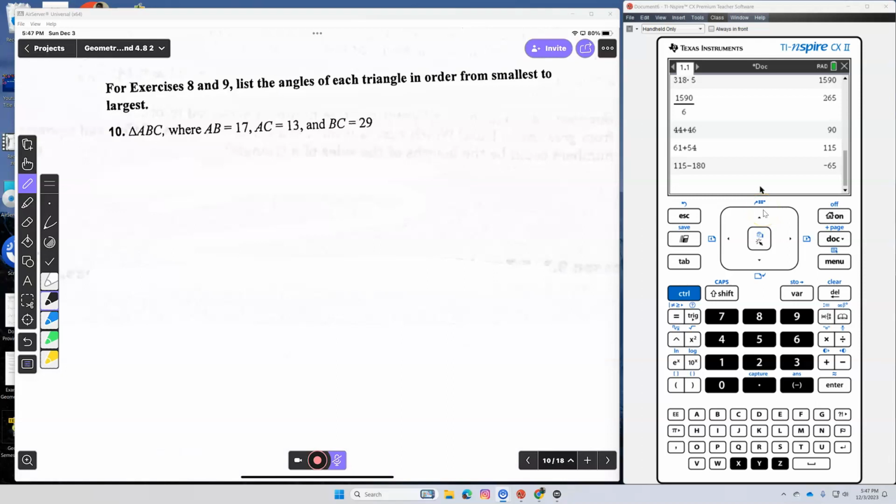For this part of the exercise, you have to list the angles from smallest to largest. So I'm going to go ahead and draw the triangle A, B, C. AB is 17, AC is 13, and BC is 29. That's the longest side, so this is the largest angle. The next longest side is AB, so this will be the next largest angle, and then the smallest angle is B. So the smallest angle is angle B, the next largest is C, and then the largest angle is angle A.